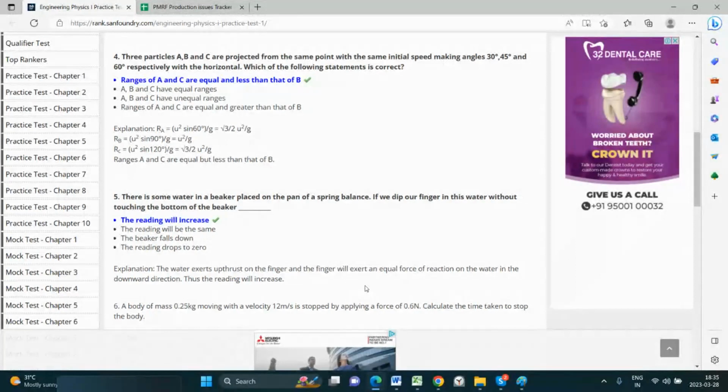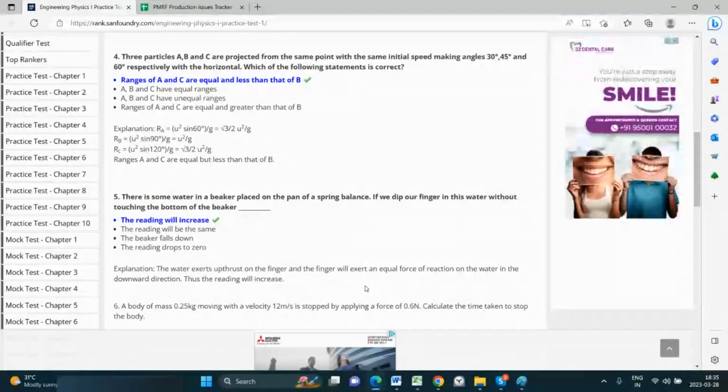Because we are inserting our finger, there is an upward thrust. When the finger is inserted, the water will come up. When water comes up like this, there will be a downward force that acts inside the water. Because of this the weight will increase. So the reading will increase.